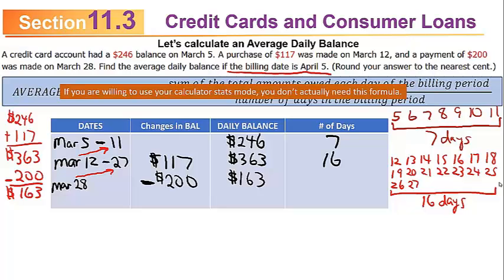And now you look, and the only thing left is the billing date. The billing date, and this is important, the billing date is the first day of the new cycle. So that means that the old cycle ended the day before. So whenever you're given the billing date, you know you need to end the day before that. So that balance of $163 doesn't go all the way to April the 5th. It goes to the day before, because the billing date is the first day of the new billing cycle.